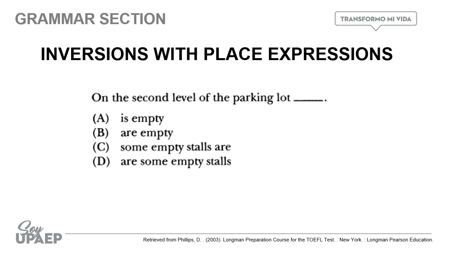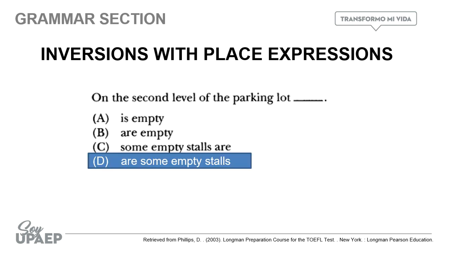Okay, let's do this exercise. On the second level of the parking lot, blank. A, is empty; B, are empty; C, some empty stalls are; or D, are some empty stalls. Okay, take a moment to answer the question. The answer is letter D, are some empty stalls.